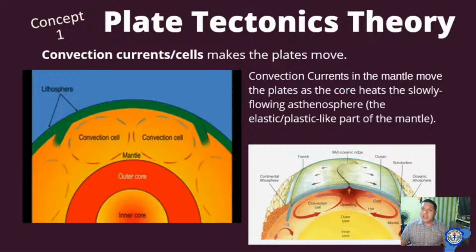As the material heats up, it goes up, and then when it cools down, it goes down and follows these circular directions that now contribute to the movement of the layer found in the upper part of it, which is the lithosphere.